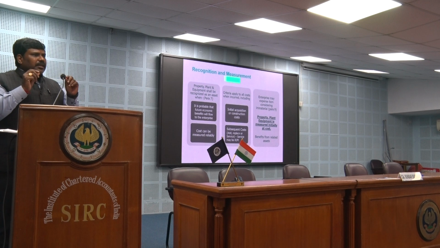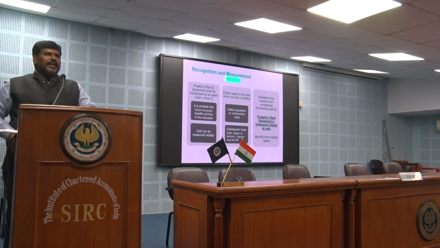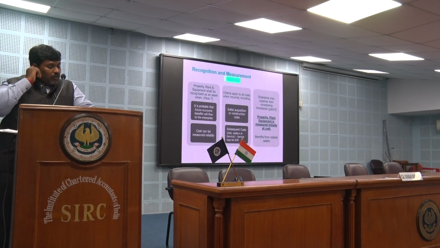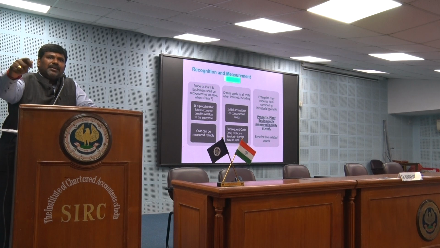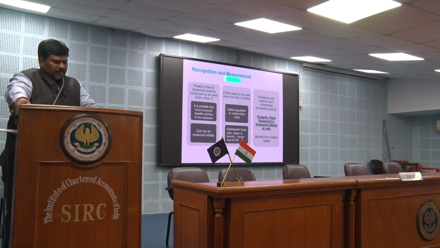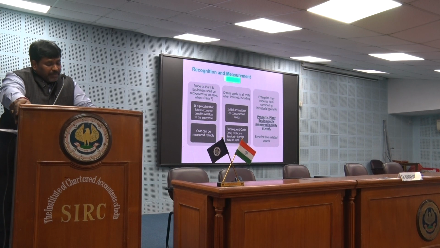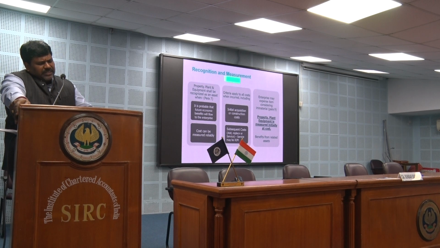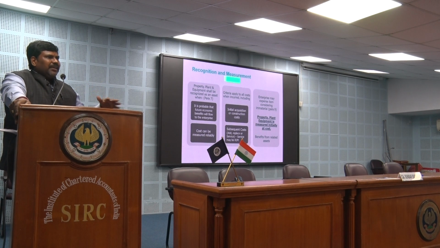And these criteria need to be taken into account, not only with respect to the initial recognition, but also for the purpose of the subsequent cost, subsequent capitalization, whether it is going to be an addition, replacement, or routine services. Routine services, more particularly your repairs and maintenance, may not be part of the PPE item as a capitalized item.